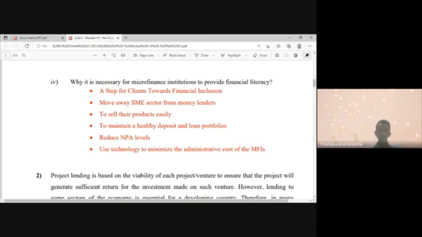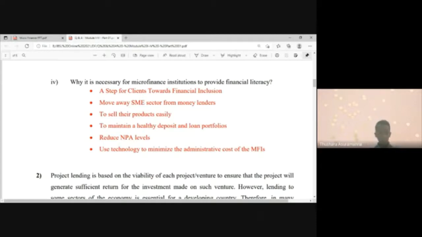Third, use technology to minimize the admin cost of the MFI. When you impart knowledge on financial discipline and literacy, then you can increase the level of negotiation, transaction and association, and everything can go to the next level. So we get technological support. Instead of manually collecting, now you can introduce smart cards, credit cards and other payment instruments, so many things. So you can bring them to the next level.